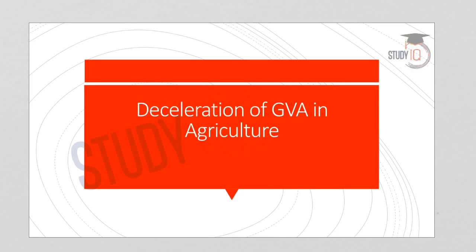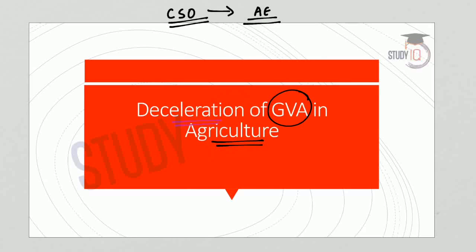I am Joycey Joy and today in this lecture we will discuss the deceleration of GVA, or the gross value added, in agriculture. Now coming to the current affair, the Central Statistics Organization, that is the CSO, has released the advanced estimates, or the AE, of national income for the current financial year. And in the advanced estimates, one of the worrying aspects was the data on the agricultural growth in the Indian economy. So we will discuss this issue in detail in this lecture.